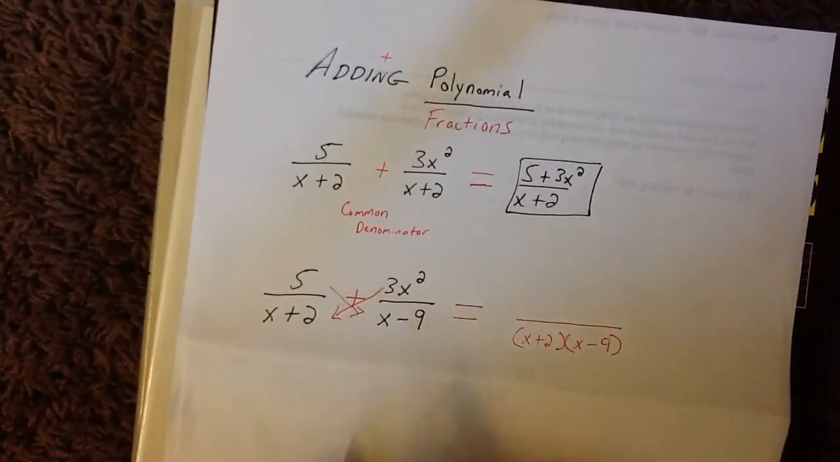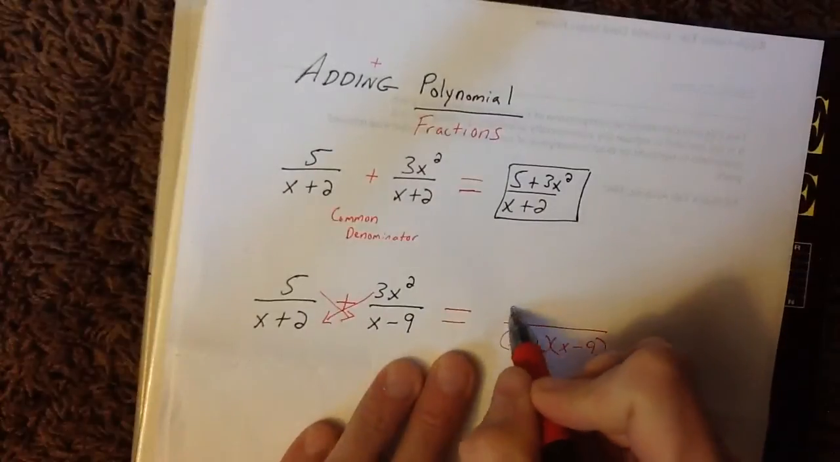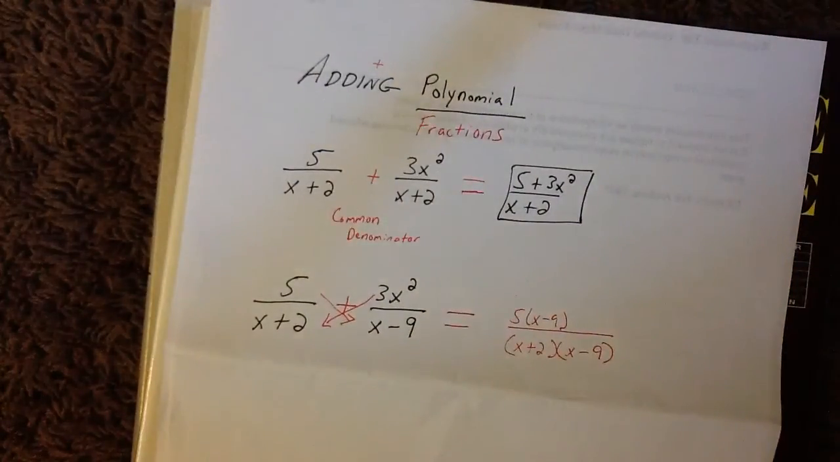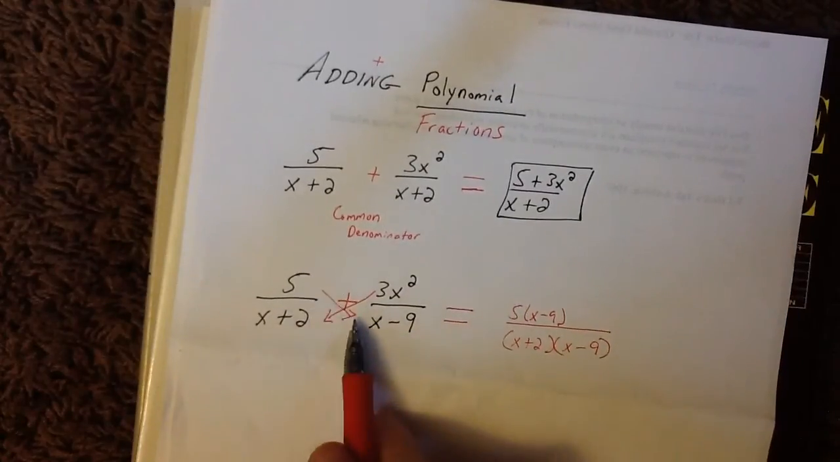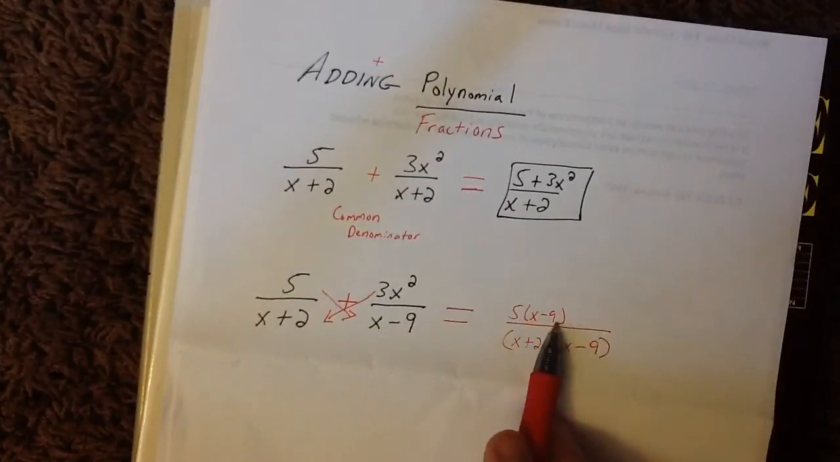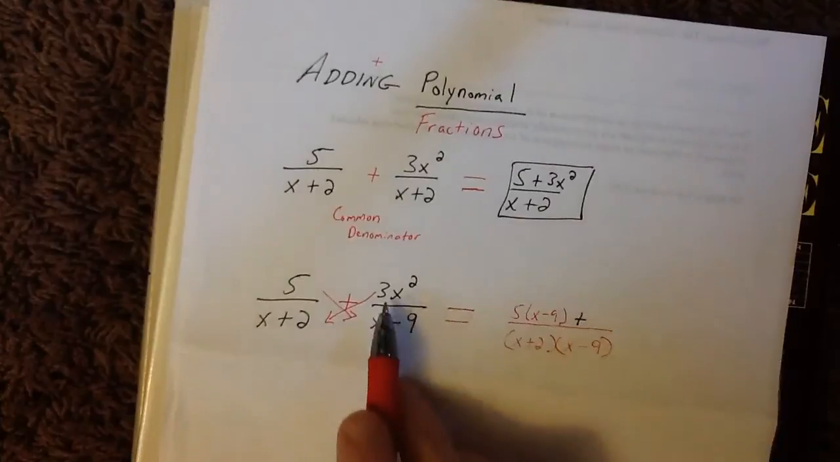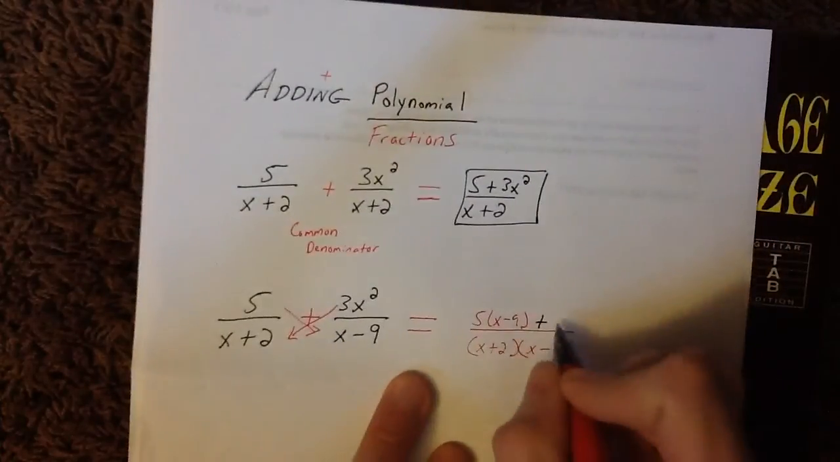So 5 is supposed to multiply x minus 9. I'm not actually going to do that. I'm just going to show that it needs to be done. There is a plus symbol here dividing what we call the two groups. Group 1, when we cross multiplied here and got this, and group 2, when we cross multiply the other two. 3x squared times x plus 2.